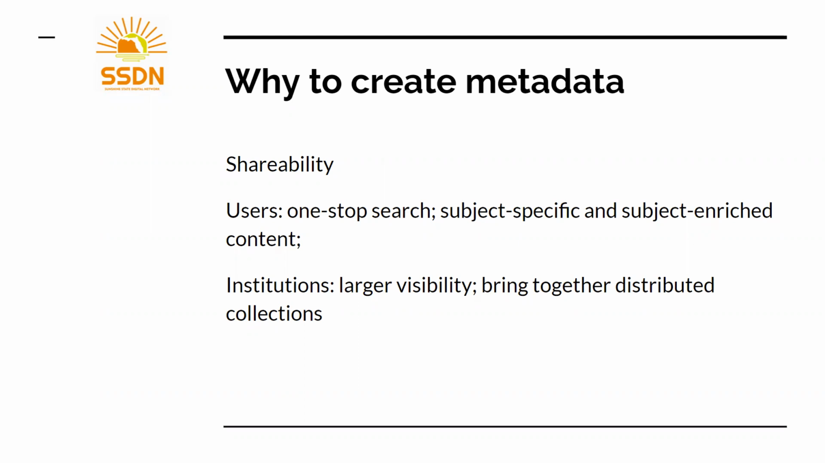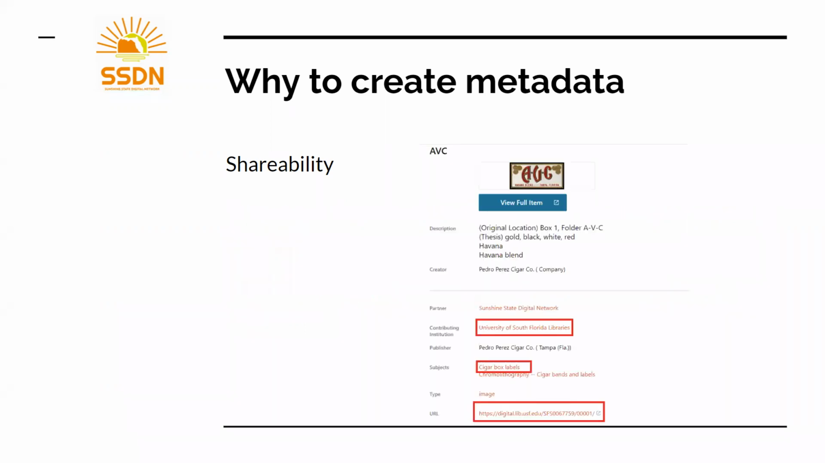In these collaborations, metadata is playing the role of providing the context for the data and creating a link between the aggregator and its participants. Here is an example. This image on the very top is from USF, but it was harvested and displayed on DPLA website. The metadata in the red boxes tells that this image is a cigar box label, and it also marked that the image comes from USF. And at the bottom, here's the link that can bring the users back to USF digital repository directly.